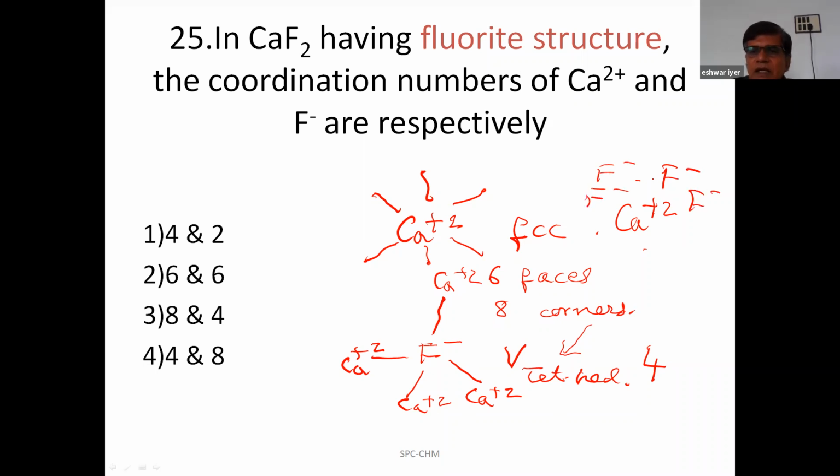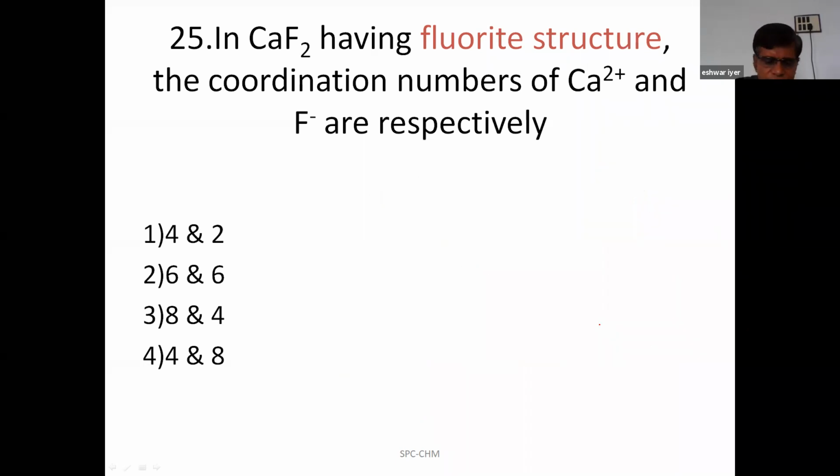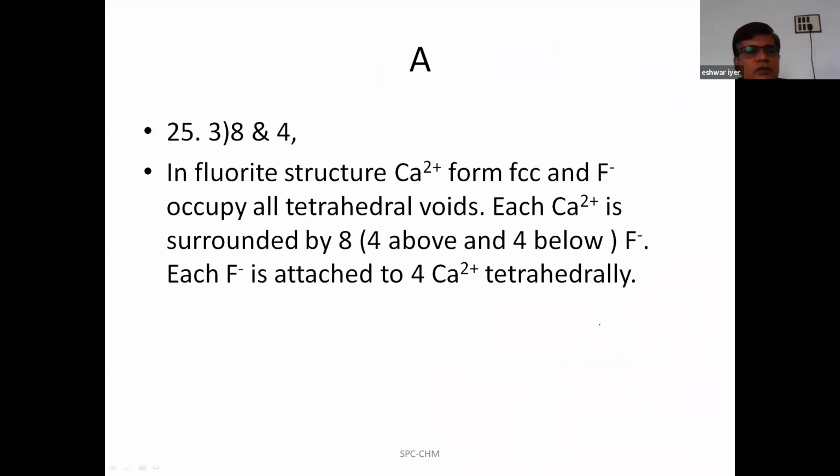In one plane there are 4. If you take another plane below, it is F minus, F minus, F minus, F minus. Look at this. If you draw the full structure cube, you will understand. Every calcium is surrounded by totally 8 fluorides. So you know the coordination number of calcium would be 8. Coordination number of fluoride would be 4. So let us see the answer and working. Yes, it is 8 and 4.